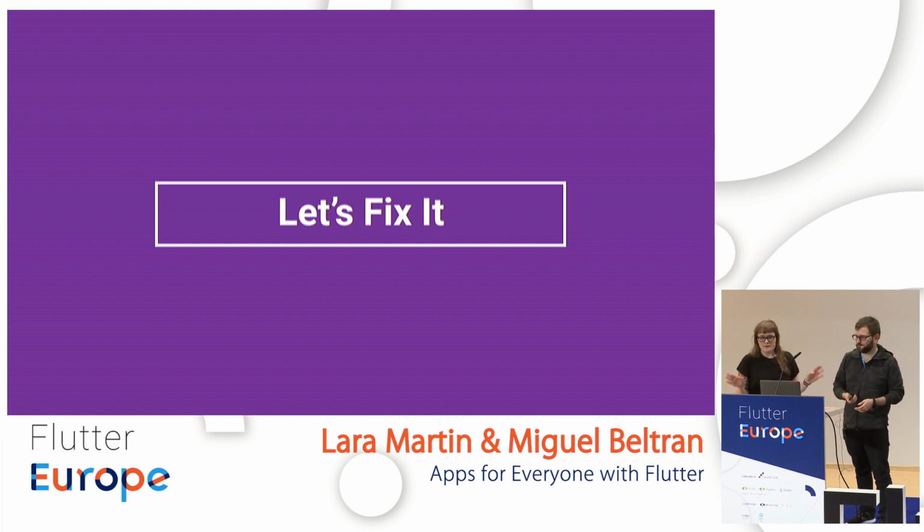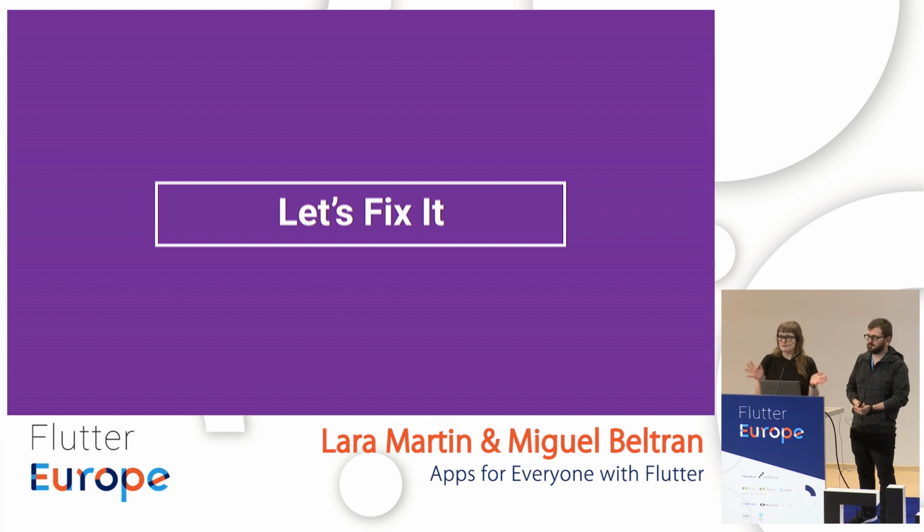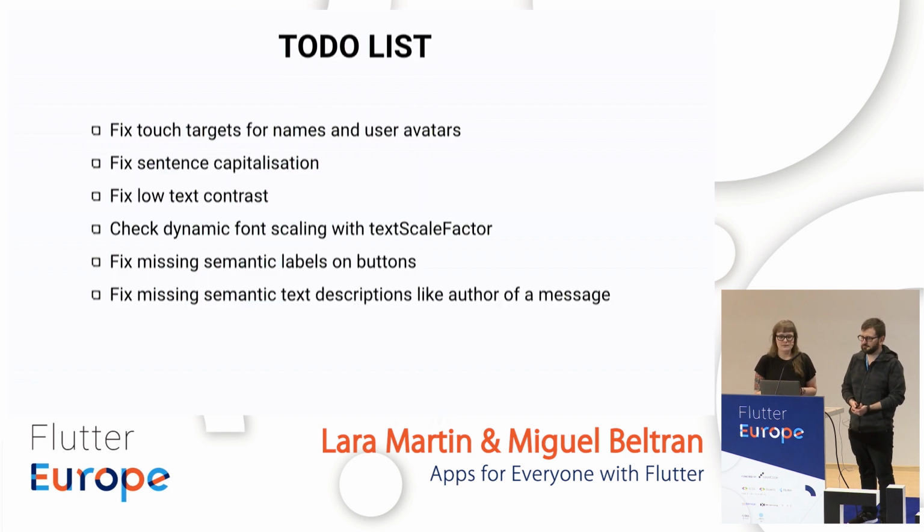So now, after all the talk and introduction and evaluating the app, we are finally going to fix the issues. Let's recap and see what we have to do. We want to fix the touch targets because they were too small. Fix the sentence capitalization. Fix also the low text contrast that we have in the messaging area. Also check the dynamic font scaling and see how it behaves. And fix all the missing semantics.